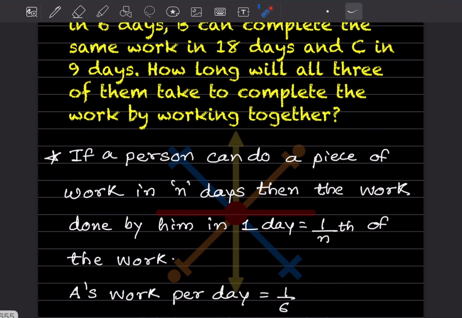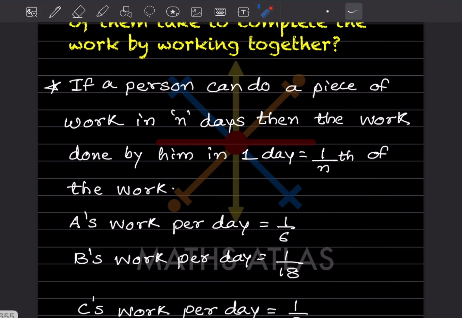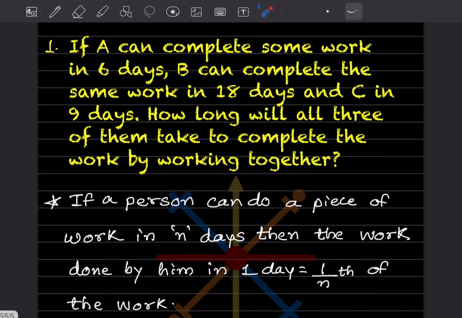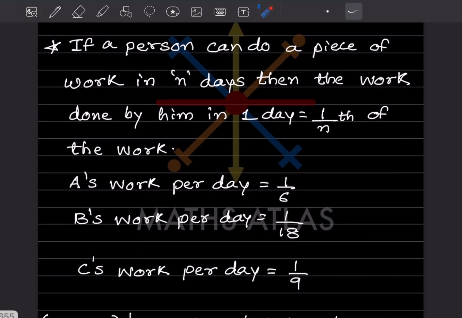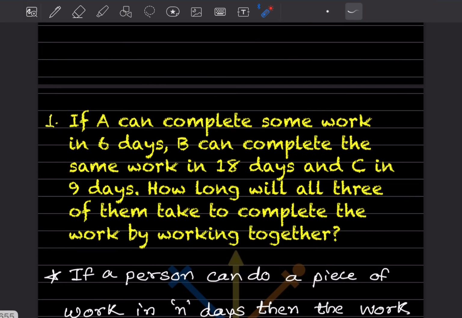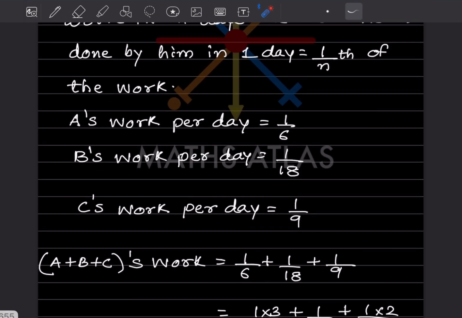Now we have A's work per day, because here it's given 6 days. So that is going to be 1 by n, for 1 day, per day means 1 day. It's going to be 1 by 6. B's work per day is going to be, because it's given here same work in 18 days, 1 by 18. And C, it's given 9 days, so C's work per day is going to be 1 by 9.